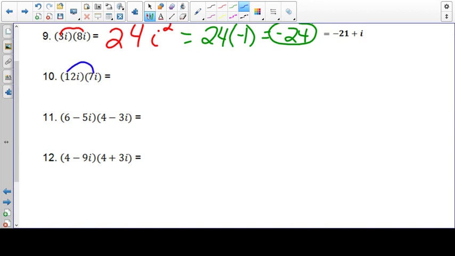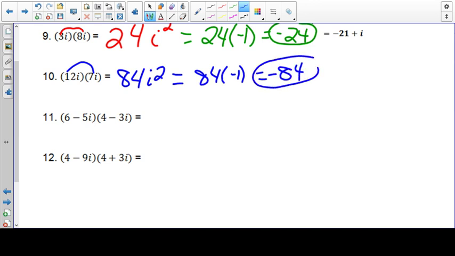Okay, I have 12 times 7, which gives me 84. i times i, which gives me i squared. i squared is equal to -1, so I replaced it with the -1. And then I have 84 times -1, which is -84.